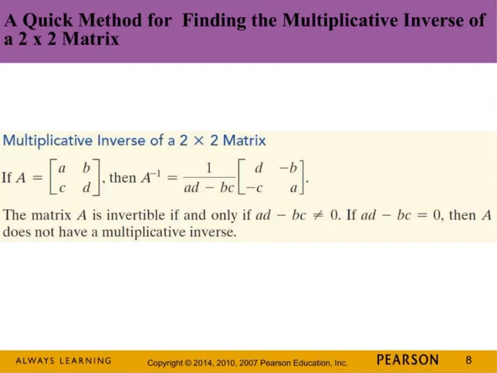If A is this 2 by 2 matrix shown, then A inverse is going to be 1 over A times D minus B times C. And then we switch the places of A and D along the main diagonal, and we flip the signs along the other diagonal. The matrix A is invertible if and only if A times D minus B times C is not equal to 0. If that AD minus BC is equal to 0, then A does not have a multiplicative inverse. Okay. So this is a shortcut that you can use if you're given a 2 by 2 square matrix that's invertible.